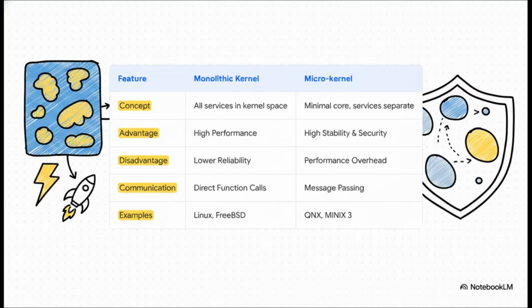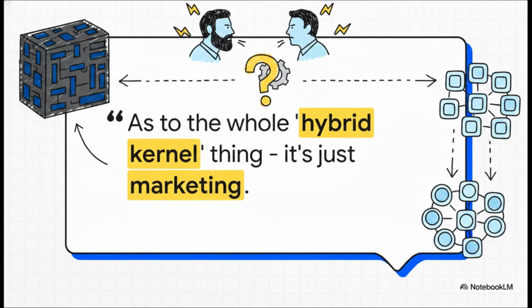So let's just put them right next to each other. You've got the monolithic kernel, like Linux, where everything is integrated into one space for maximum speed, but the trade-off is lower reliability. And on the other side, you have the microkernel, like QNX or Minix, which prioritizes that amazing stability and security by keeping everything separate, but it pays a price in performance because of that message passing overhead. Now, this whole debate got famously heated back in the day between Linus Torvalds, the creator of the monolithic Linux kernel, and Andrew Tannenbaum, who created the microkernel Minix.